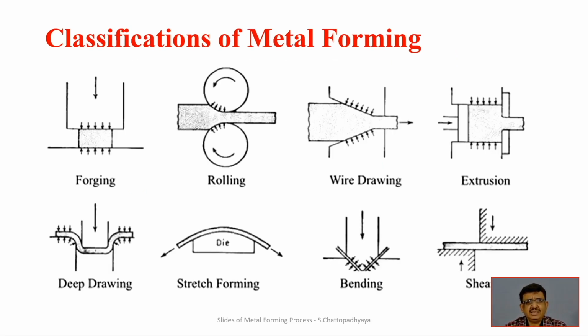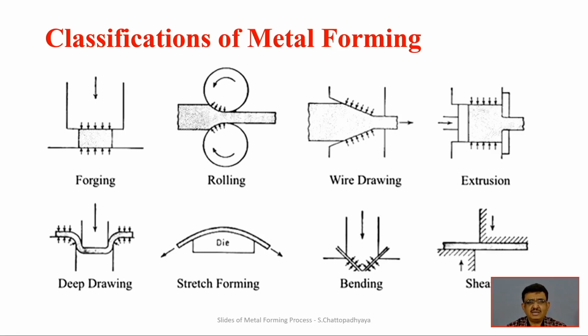So one can see these sketchy representations of those metal forming processes. The first one is forging. This is open die forging. The bottom die is stationary and the upper die is moving, and they are pressing the material, and the shape and dimensions are getting changed. It is mostly done at hot, elevated temperature, but it can be done cold also.